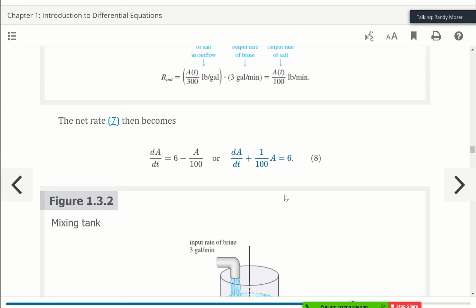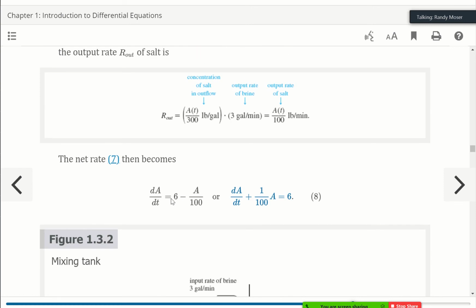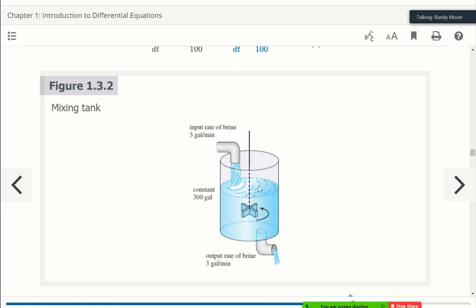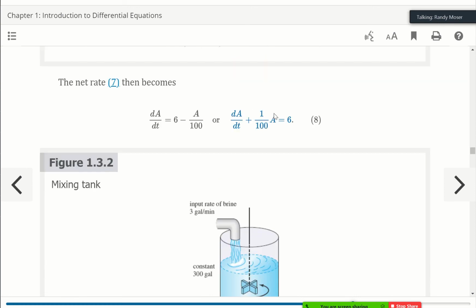So if we put this together, what we have is that the rate of change of the amount of salt in the tank with respect to time is going to be 6 minus A over 100. That is, it's rate in minus rate out. If we wanted to write it in standard form, you'd have dA/dt, bring the A term to the left side, and then take the constant term to the other side. So this differential equation is what would model the amount of salt in the tank at time t.